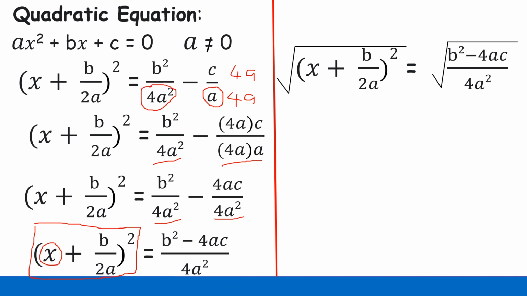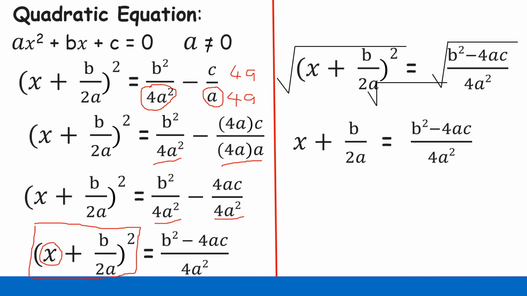By the time we get the square root of the left-hand side, we are left with x plus b over 2a. And of course, the square root of the right-hand side is the same as the square root of the numerator divided by the square root of the denominator. That is the square root of b squared minus 4ac divided by the square root of 4a squared.